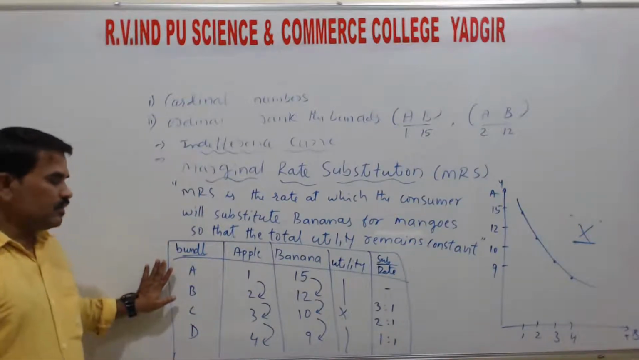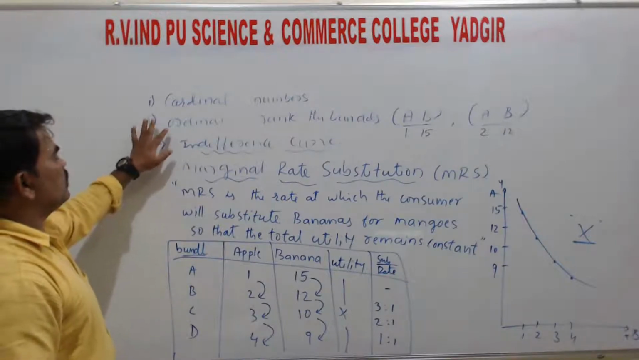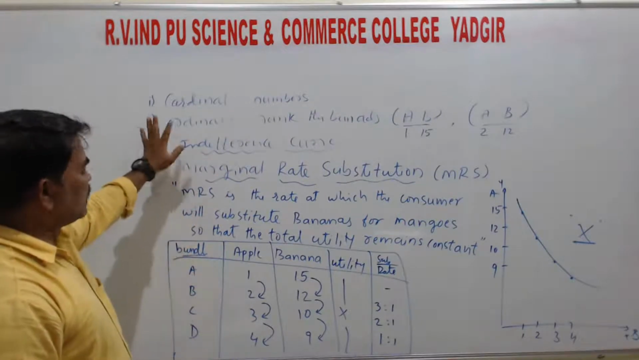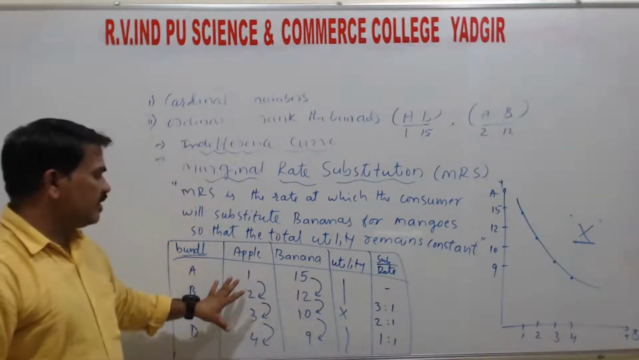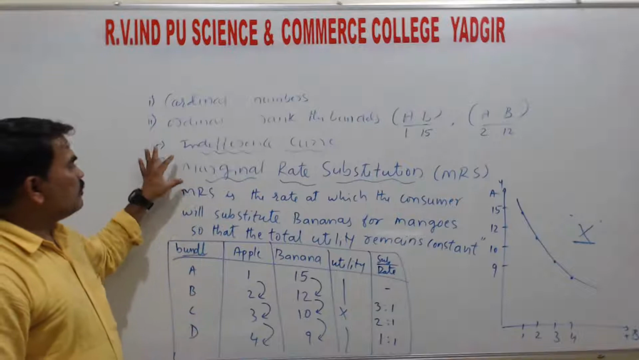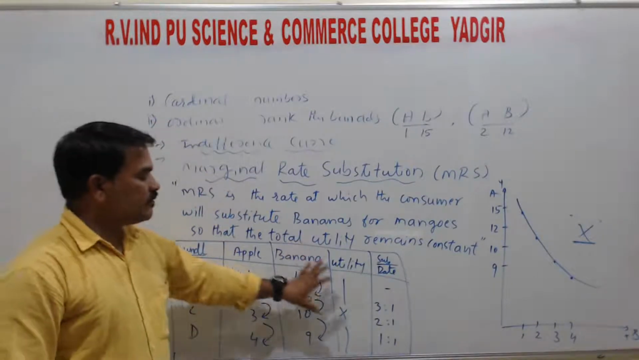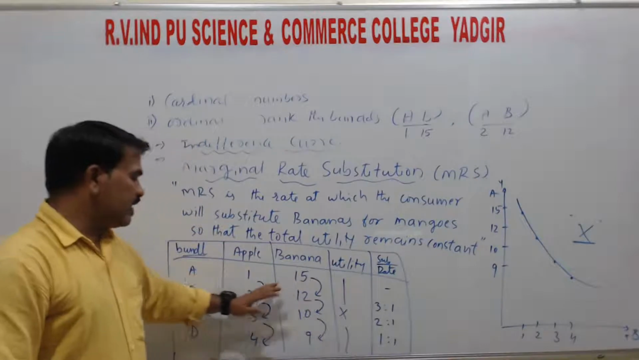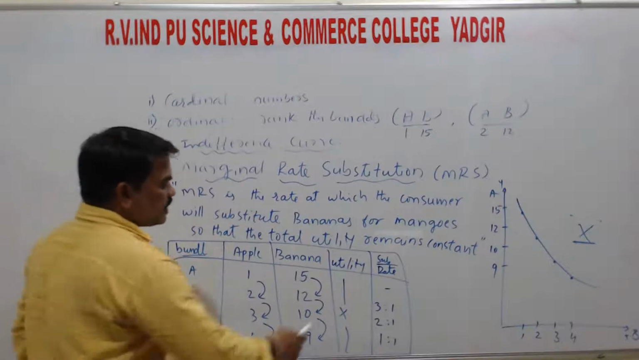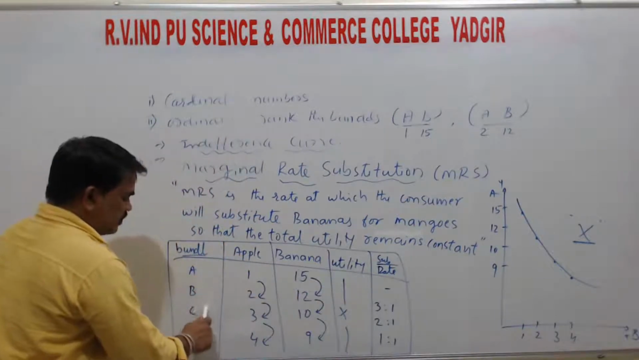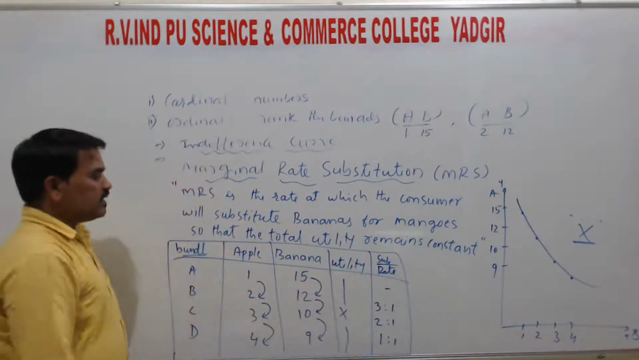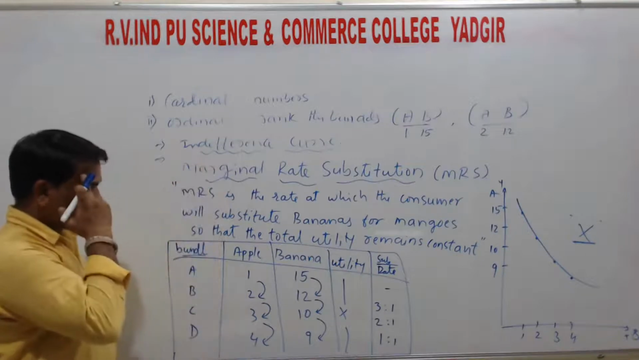If you see this table, we can understand all these concepts: ordinal, indifference, marginal rate of substitution. Ordinal means he is ranking actually. He is ranking whether he is satisfied more with this bundle or this bundle. But when we discuss indifference, we are keeping his utility the same, and we are selecting different combinations here. To keep this utility the same, we are finding different combinations of goods which give the same utility. That is what we call the indifference term.